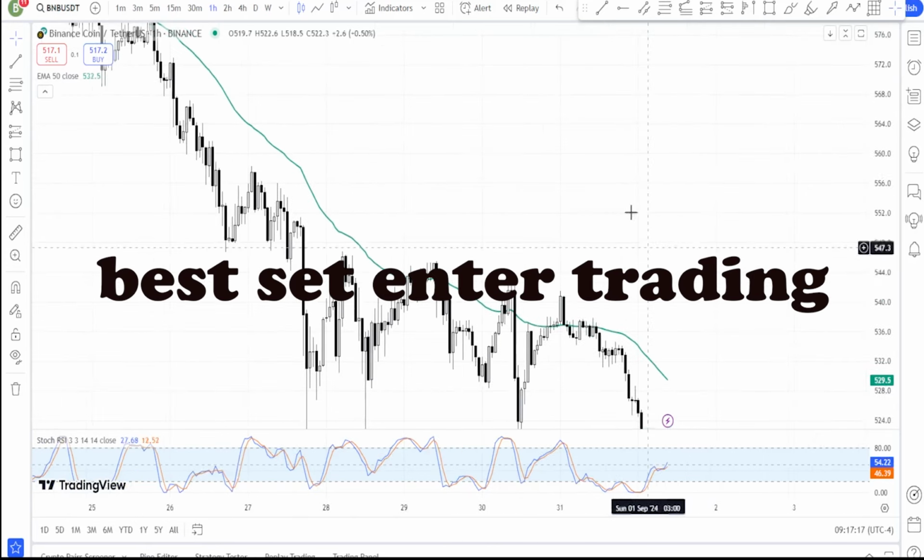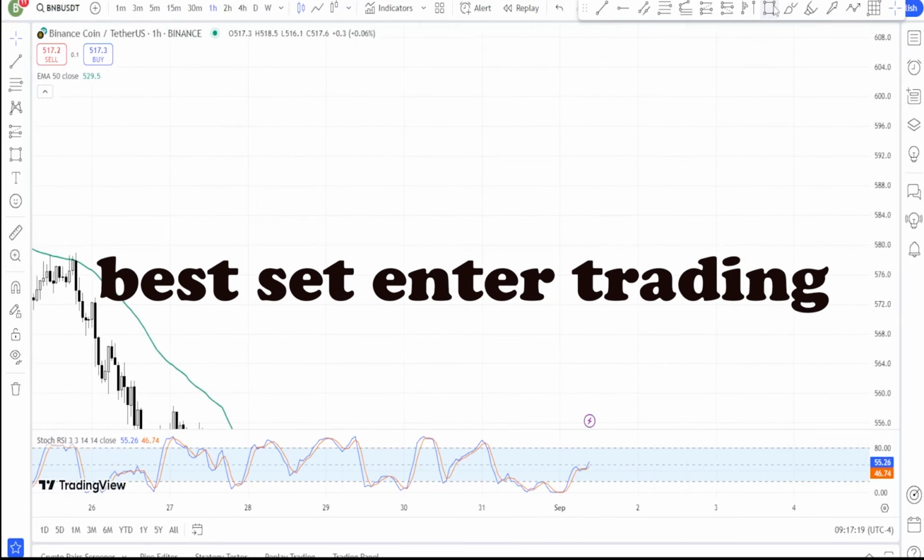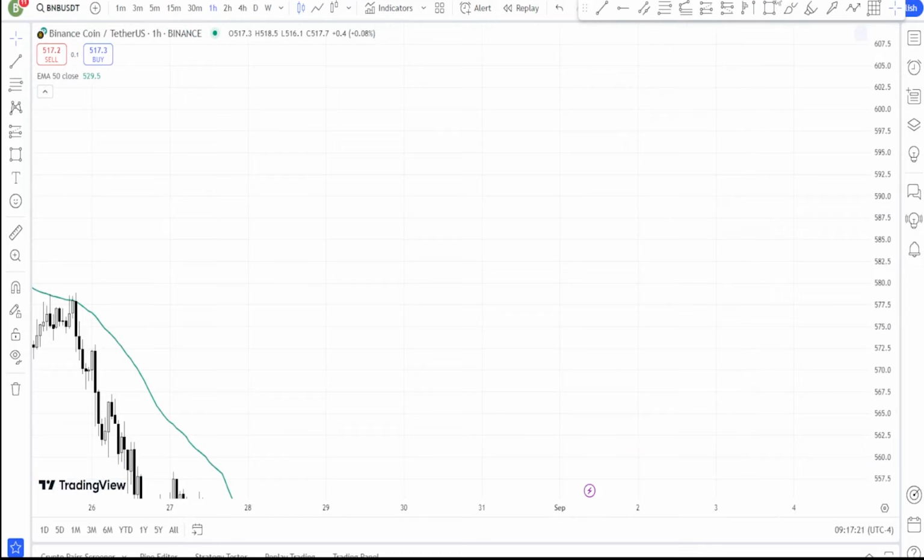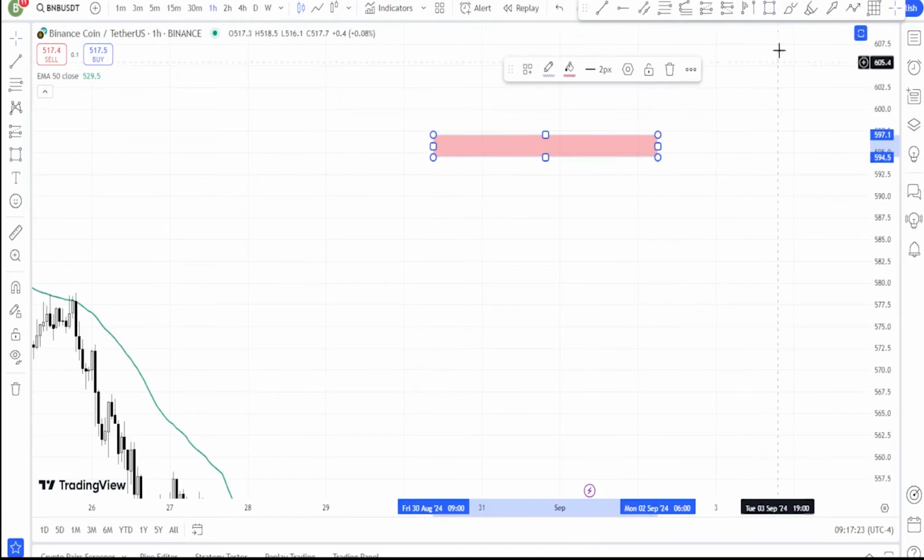With this strategy, choose the easiest and most convenient way for your trades and positions because it can give you a very good profit.